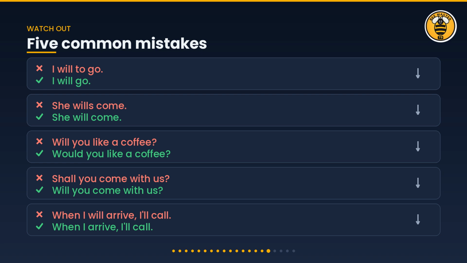Would you like a coffee? Number 4, do not use shall for other people. Say will you come with us, not shall you come with us. And number 5, the one that costs learners the most marks, after when, if, as soon as, until, and before, we use the present simple, not will. When I arrive, I'll call you. The first verb has no will at all.